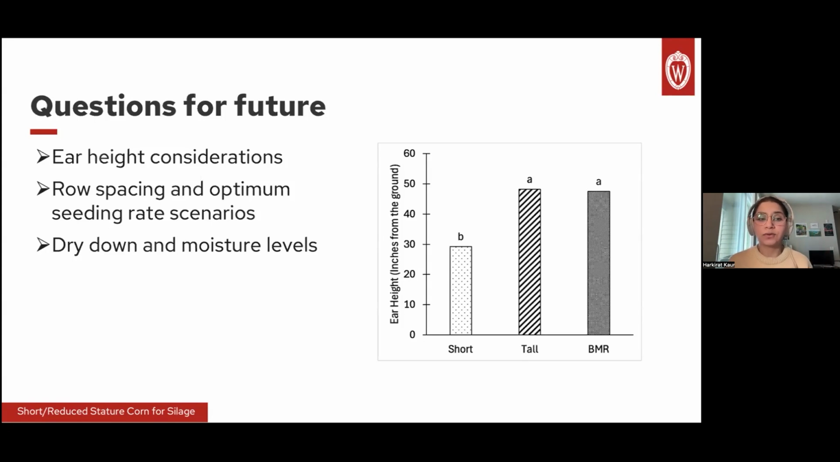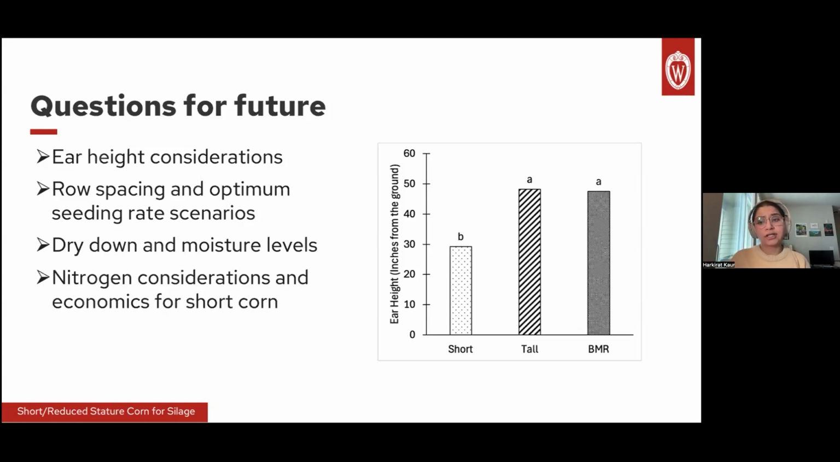One more thing I would like to point out is about the dry down and moisture levels, because these are key factors which affect how our silage would do during the ensiling phase. Currently what we are seeing is that with shorter corn, the greenness index or greenness longevity is higher. So that's one thing we want to understand: how is the dry down faring with that, and what are the moisture levels at the harvest stages, so that we feed healthier silage into the silos and at feed out we have a higher quality product.